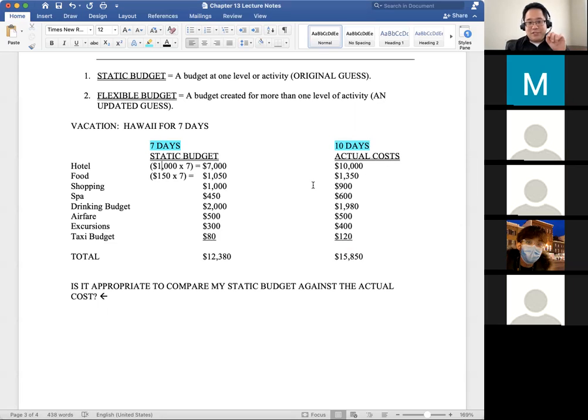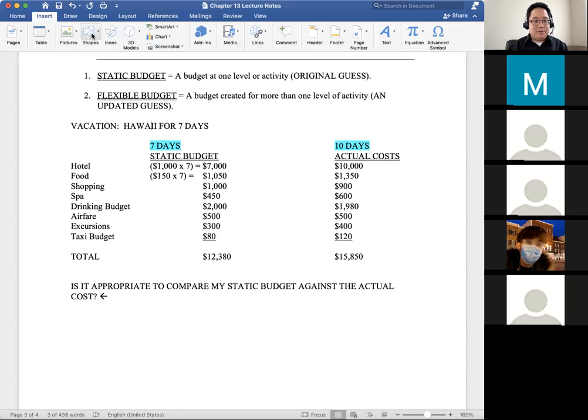If we actually stay for 10 days, can I update this static budget and figure out how much it's supposed to be if I stay for 10 days? Then let's compare the flexible budget against the actual budget, right? So static budget is what you make first. And then if you stay on vacation for 10 days instead of 7, you should update the static budget and create a flexible budget. Okay.